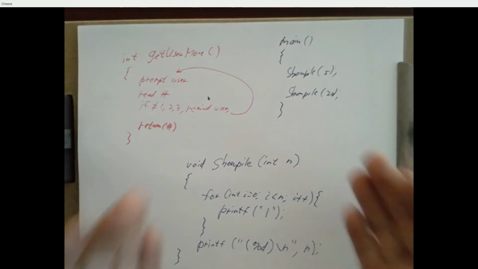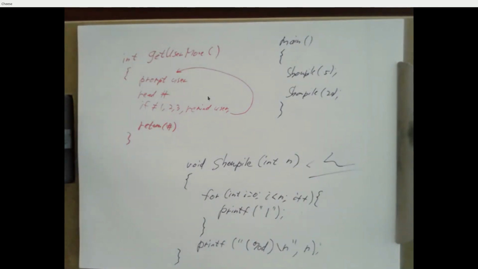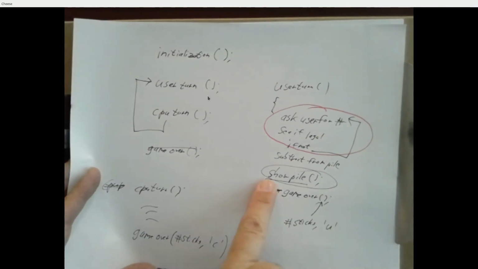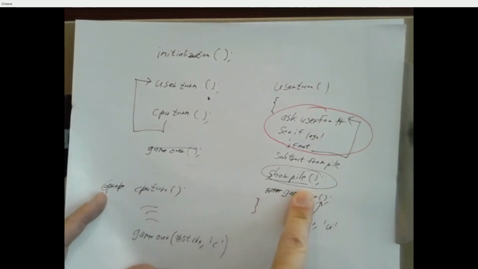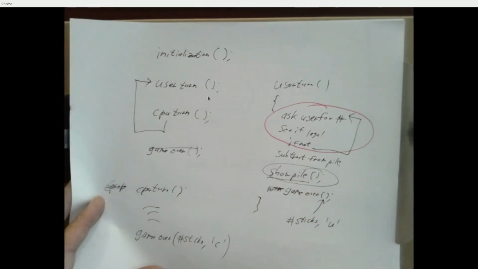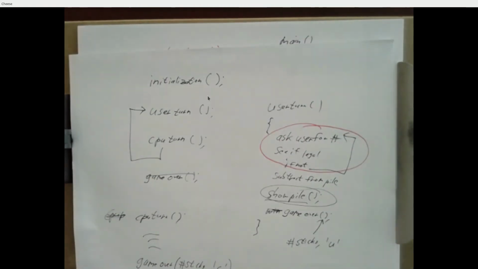And now I'm done with this. So I sign off on this. I don't have to look at this again. It's done. And when I'm writing my user turn and my CPU turn, I can just treat this like any other function in C. I can treat it like printf or square root. Oh, here's a function that prints out a pile of sticks with a number in parentheses at the end. So you take your problem and you pull off a piece of it, you code that up, you test it, and now it's just another function that you have at your disposal.